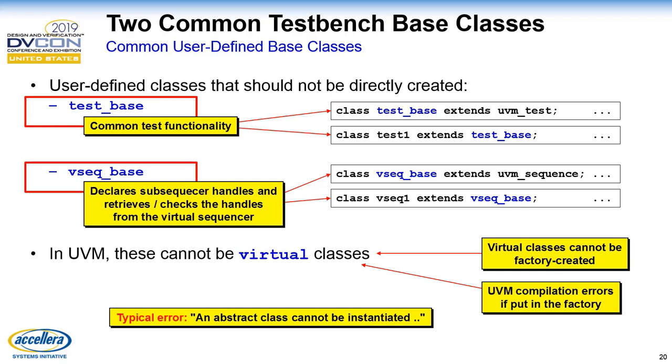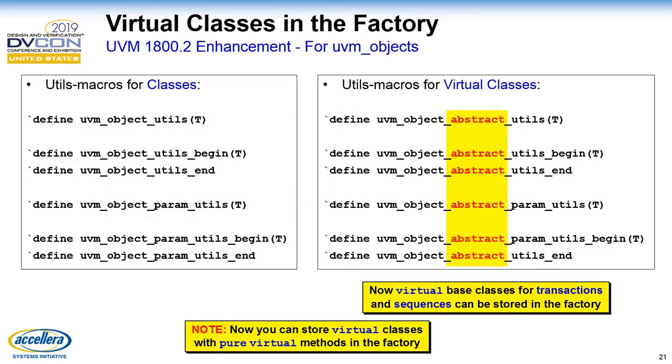If you try to do that, you're going to get the typical error, an abstract class cannot be instantiated. What happens is it says it's going to try to build one of these virtual classes. Of course, you cannot new construct a virtual class. So we've never been able to declare our own virtual classes and place them inside of the factory. Okay, so an enhancement in IEEE UVM.